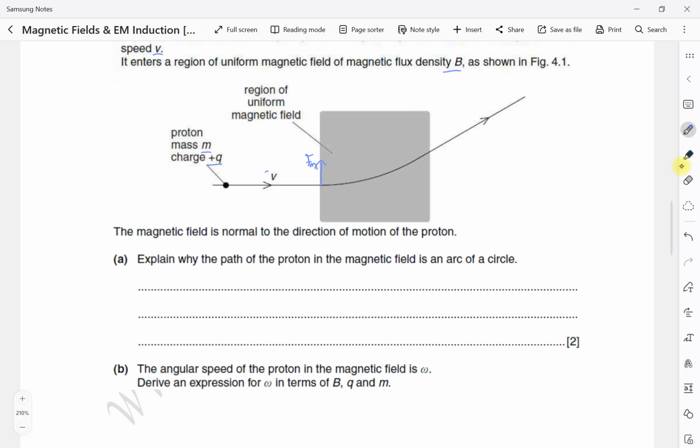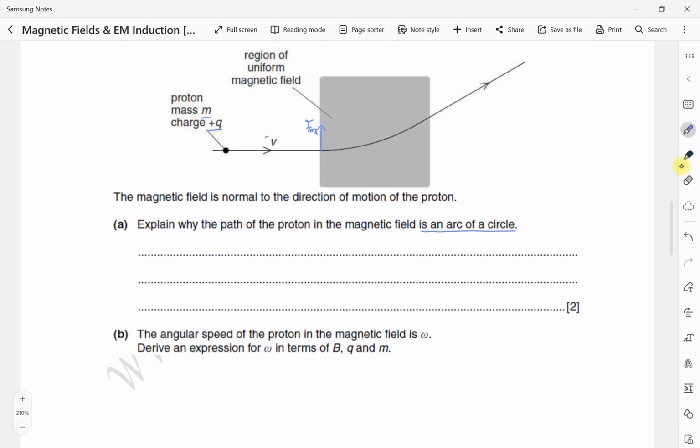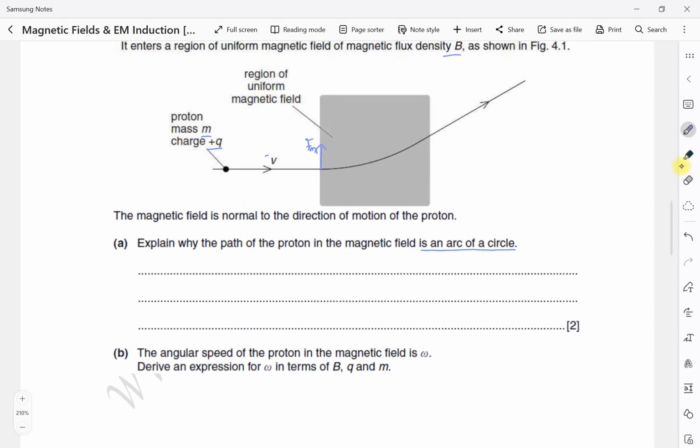Explain why the path of the proton in the magnetic field is an arc of a circle. So we have answered this question. Now we are becoming familiar with it. The magnetic force on the proton is constant and always perpendicular or normal to the velocity, and the speed is constant. So the magnetic force just provides centripetal force.